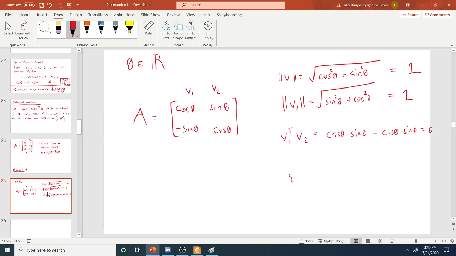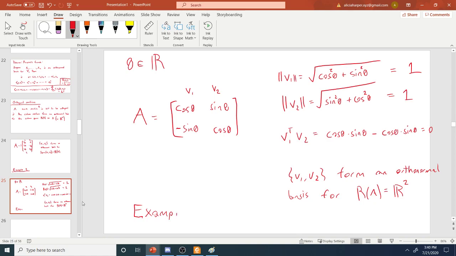So v1, v2 form an orthonormal basis for the row space of A, which of course is just equal to all of R2. So now we have two examples of orthogonal matrices. Let's do another.